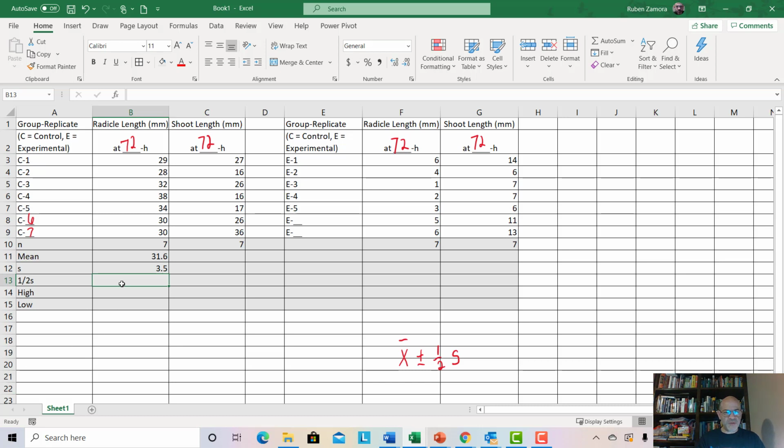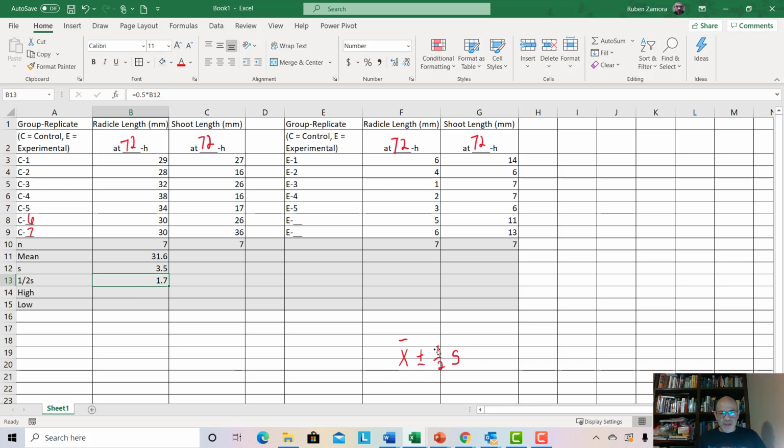Okay? So all I got to do right now is figure out what is half of my standard deviation. So for this cell here, which is 1/2 S, I'm going to put equals, and I can type in 1/2, or 1/2 is the same as 0.5. So I'm just going to put 0.5, and I'm going to multiply that by my standard deviation, and that gives me what half of the standard deviation is. And let me go ahead and reduce the number of decimal places there. So half of my standard deviation is about 1.7. Okay.